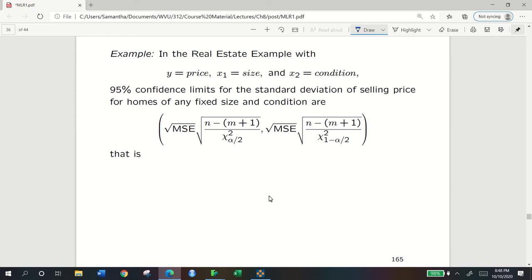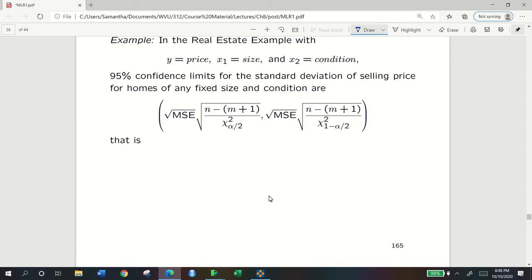And so using our real estate example with our price being our response and size and condition being our predictors, let us create a 95% confidence limit for the standard deviation of selling price for homes of any fixed size and condition. We're familiar with the formula. Now what is left to us is to plug in and look up those critical values.